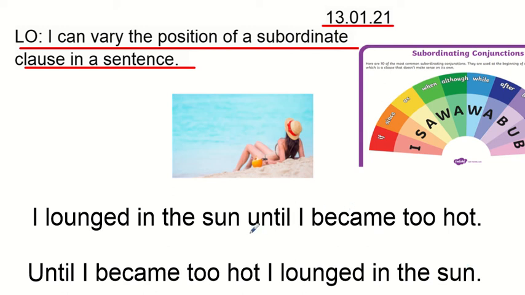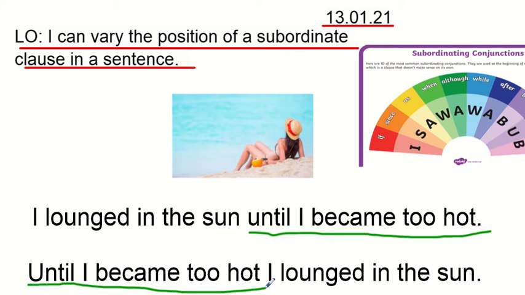In the first sentence, the subordinate clause is on the end. In this second sentence, I've put it at the start. I've varied its position. Until I became too hot, I lounged in the sun.